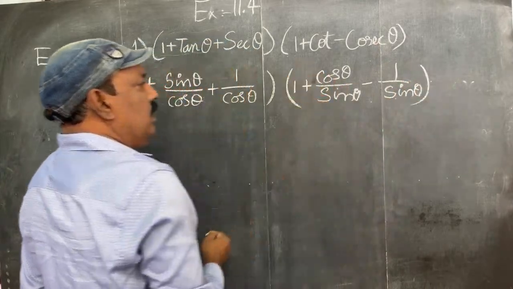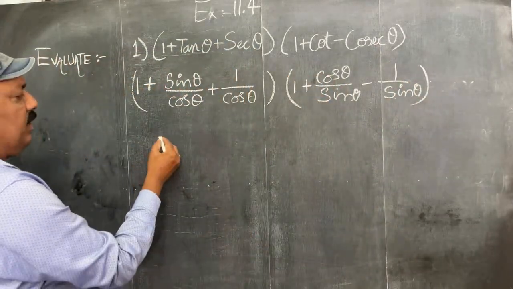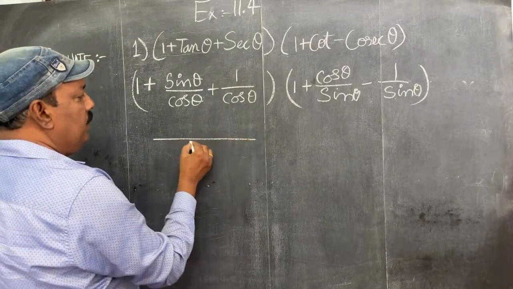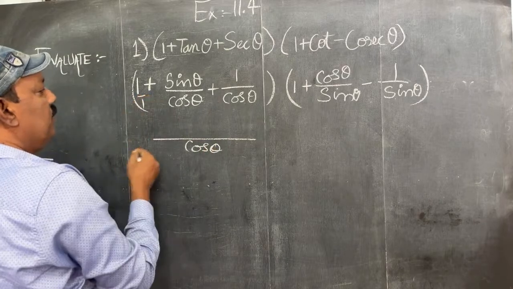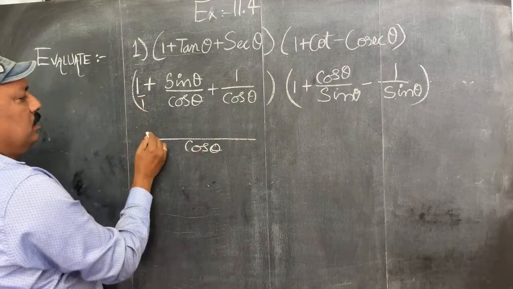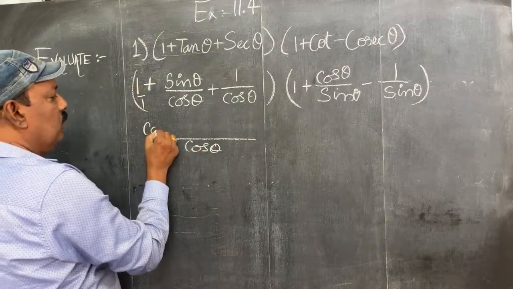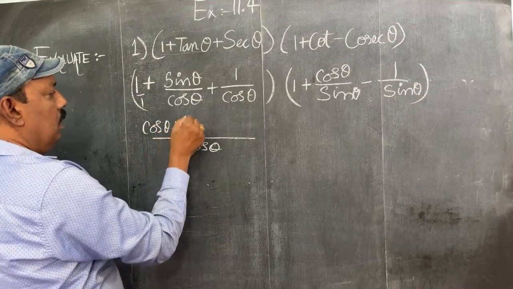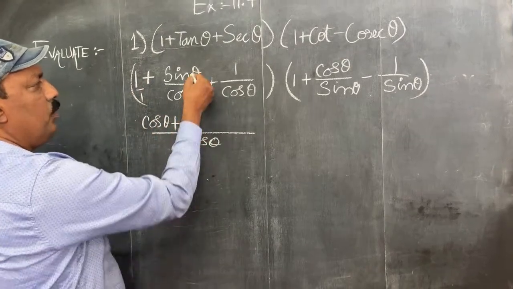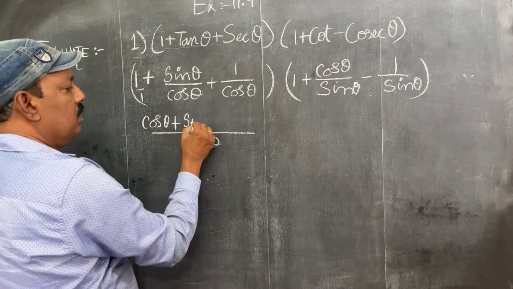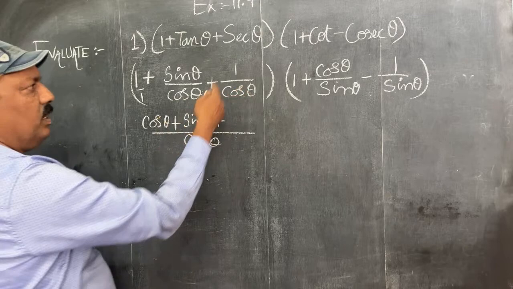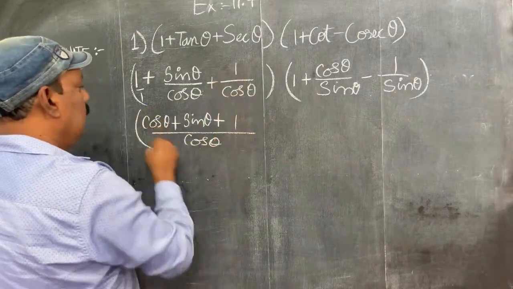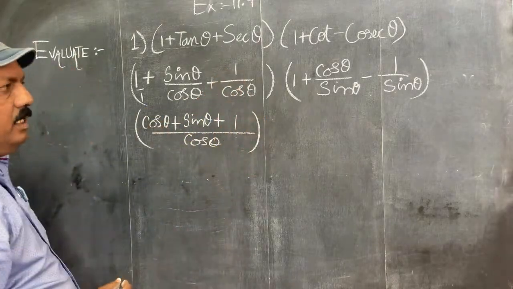So now it is time to take the LCM for this one. Here the LCM will be cos theta. Here 1 by 1 will come. Cos theta by 1 into 1 will give cos theta. Now cos theta by cos theta, 1 will come. 1 into sin theta is sin theta. Then cos theta by cos theta is 1, 1 into 1, 1 here. So the LCM is over here.